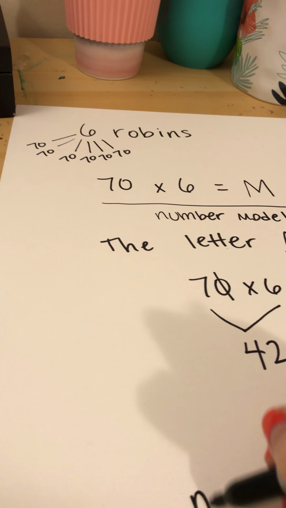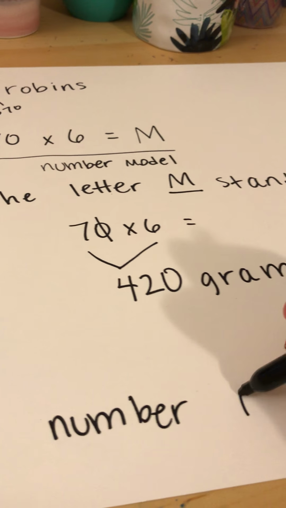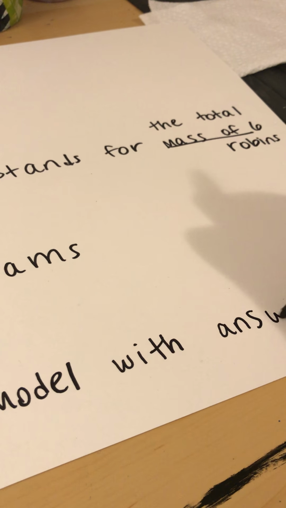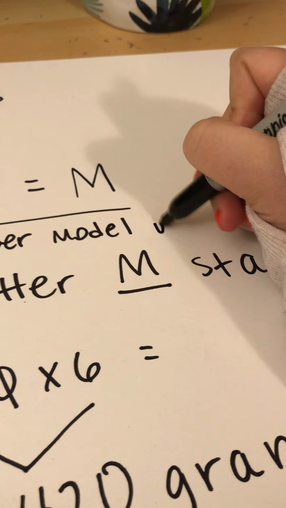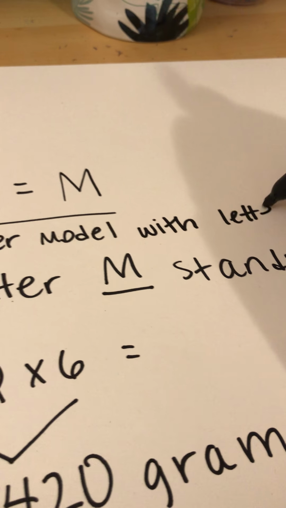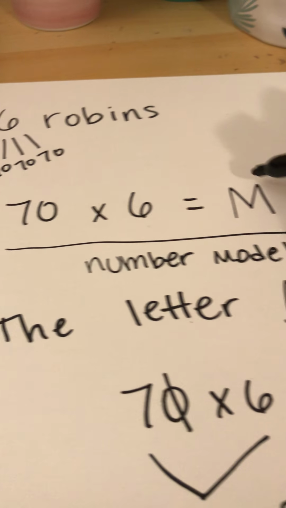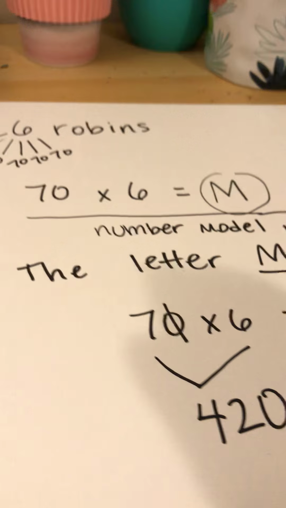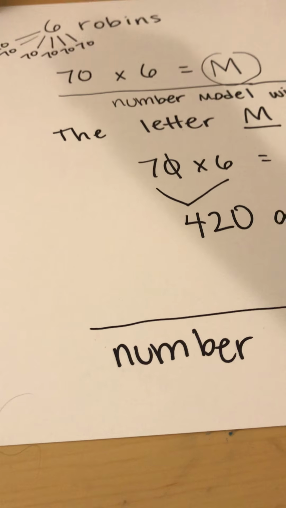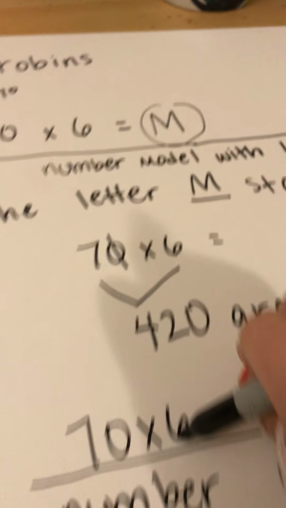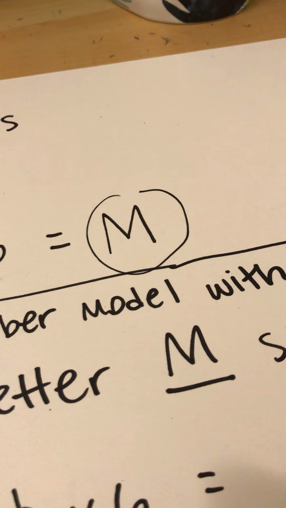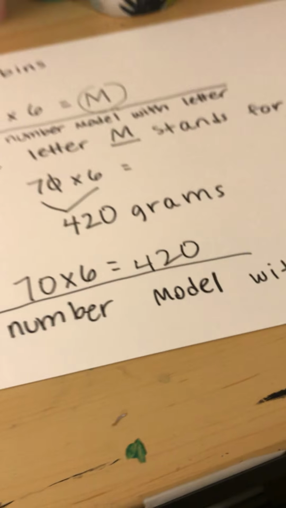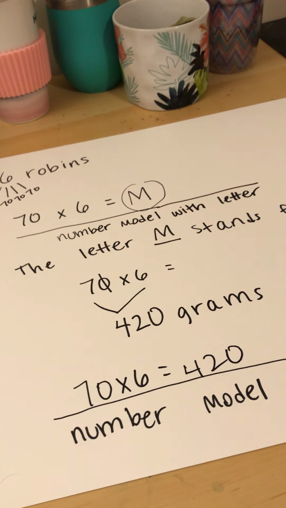And then at the bottom where it says number model with answer, we're just going to write up the number model and write the answer. Up top, up here, was with the letter. Number model with letter. That's why I have the M here, because that's with the letter. I'm not putting the letter down here. I'm putting my answer down here. So at the bottom, 70 times 6, I took it right from here, equals, and instead of M, I'm putting my answer, 420. Okay, so that's number 2.